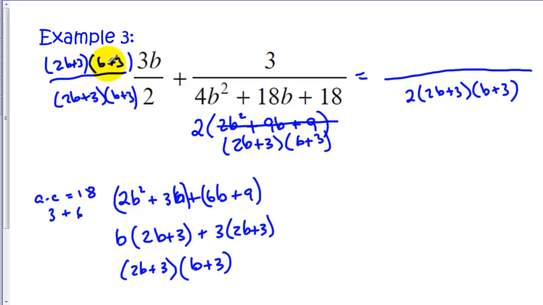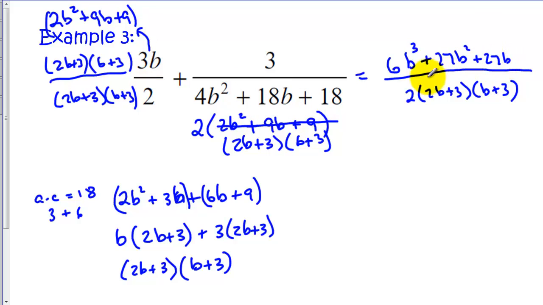Now on the top, we've got to FOIL that. We had just factored that, so we know what we're going to get when we FOIL that. We're going to get 2b squared plus 9b plus 9. And then we've got to distribute that 3b into that. So we're going to get 6b cubed and 27b squared and 27b. And then we've got plus this 3.